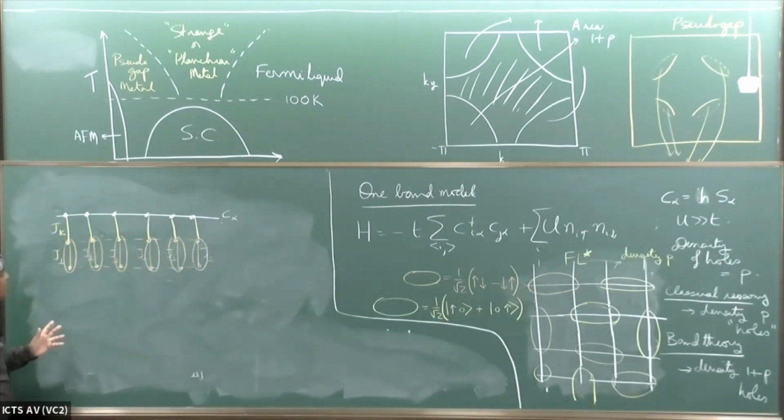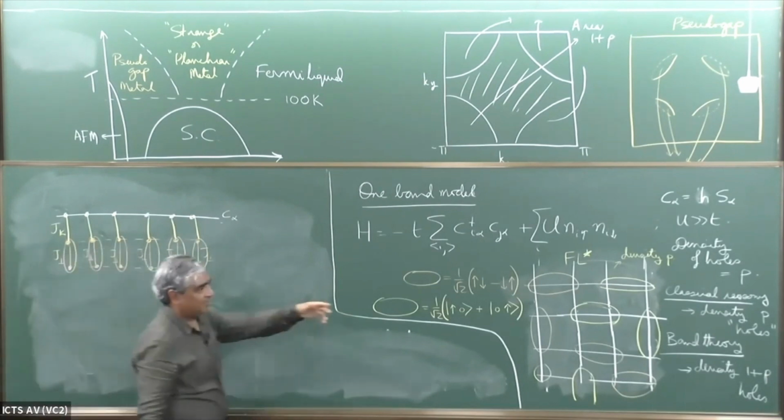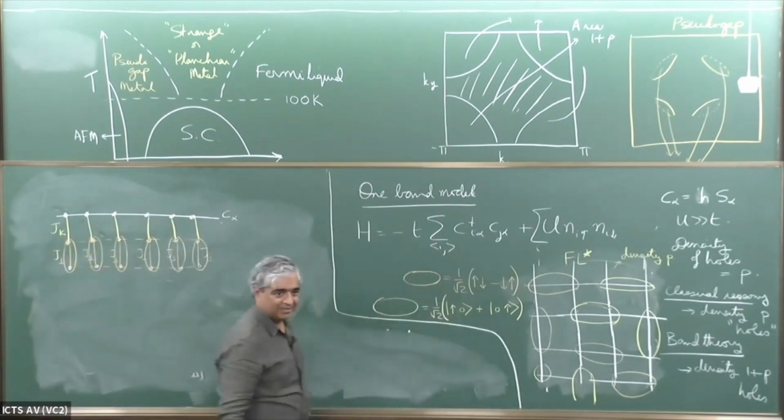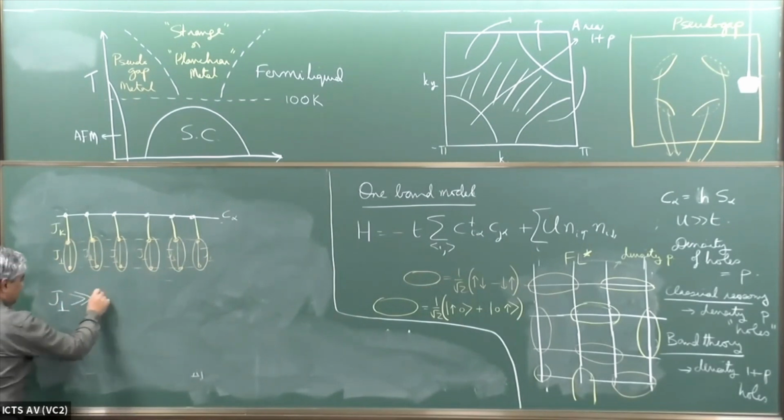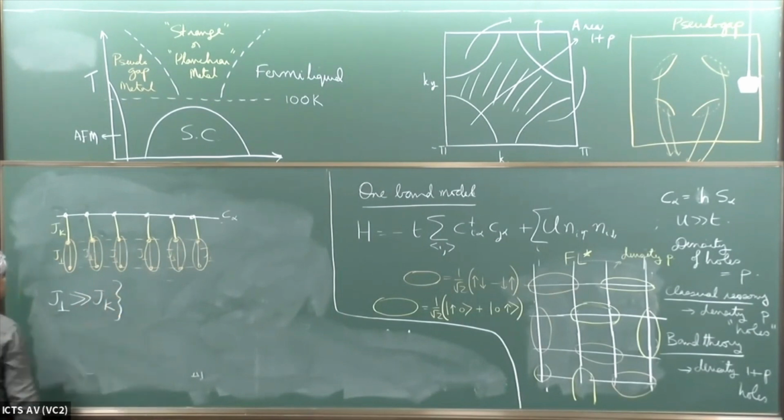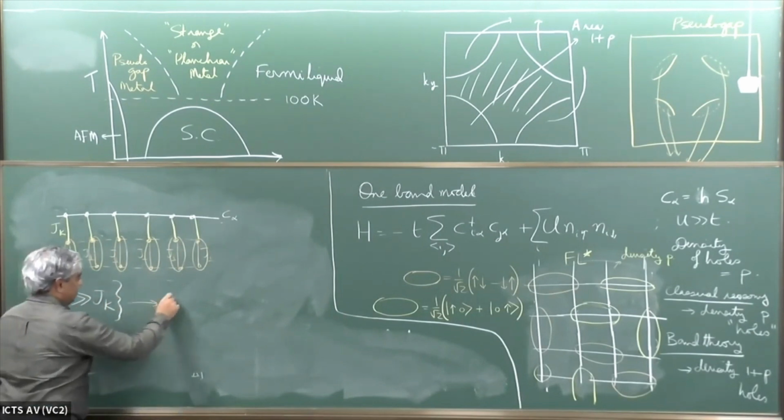So that's another way I could have started. This is just a rewriting of this model. Okay. So this model has two phases, and this is where the fun part is. So now if I take the phase where J perp is much, much bigger than JK, then I'm back to where I started, and I have a Fermi liquid.